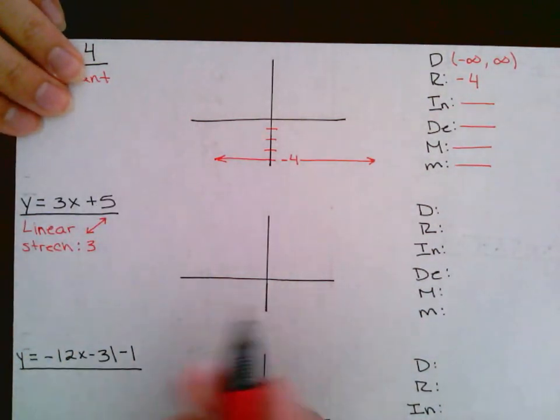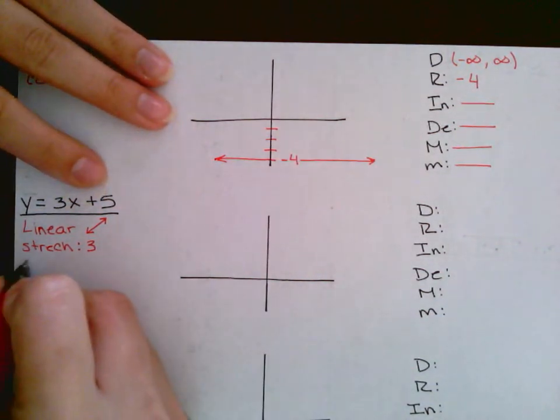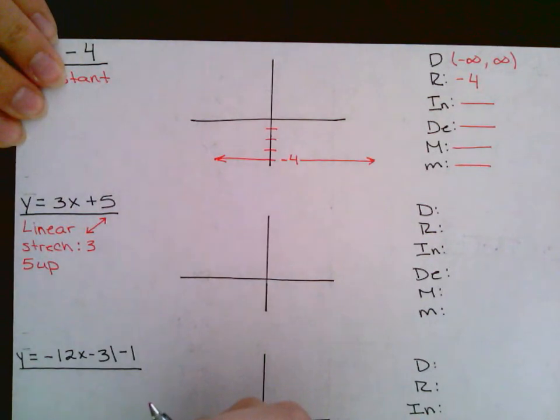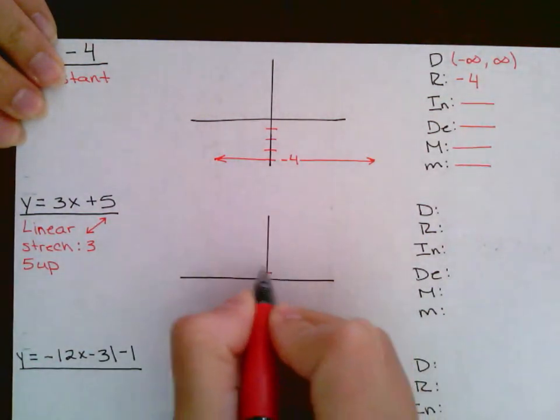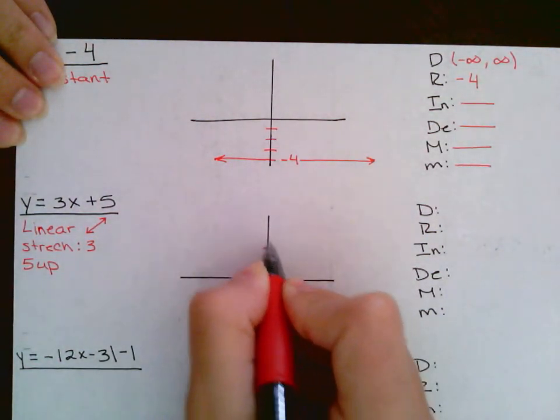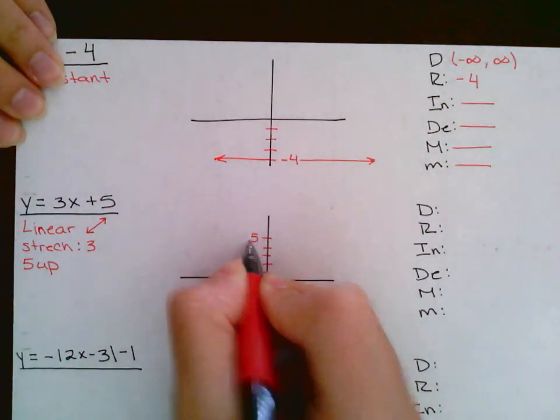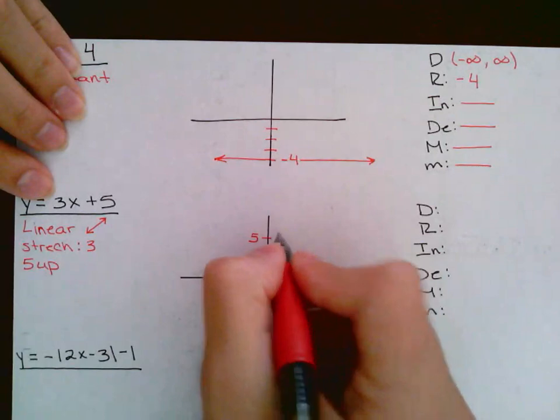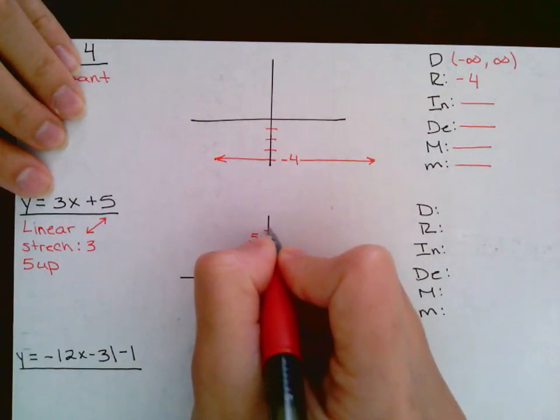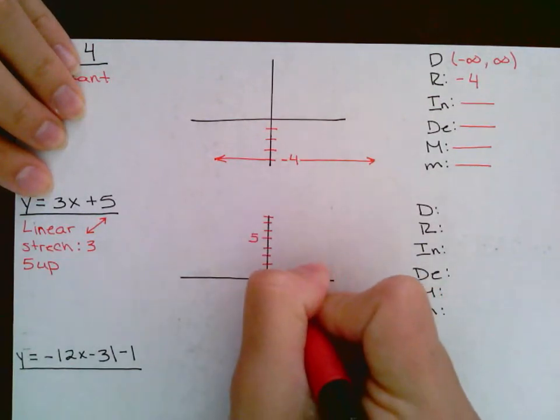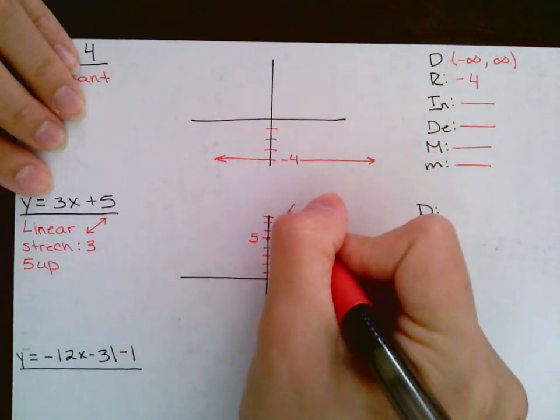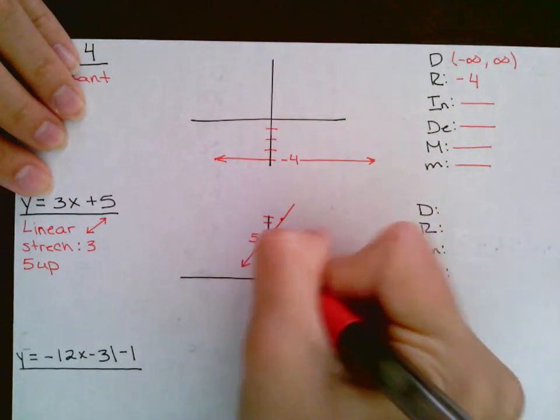Okay, and this also is going to go 5 up. Okay, so I'm going to draw my tallies. 1, 2, 3, 4, 5. Okay, and because this is linear, I can treat 3 as a rise over run. So 1, 2, 3. And 1, and then you just draw your linear function.